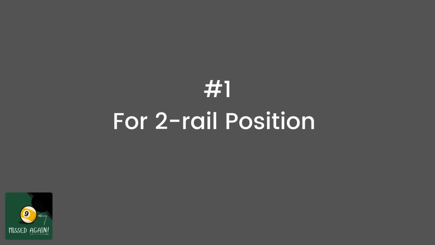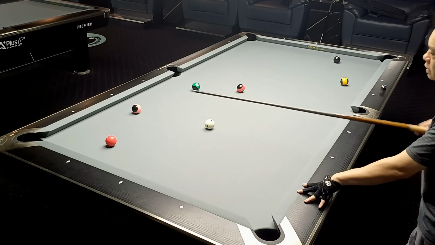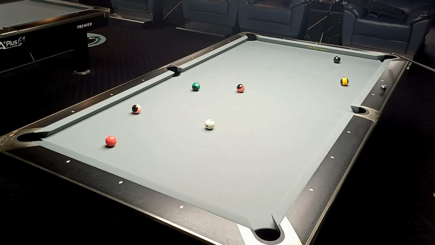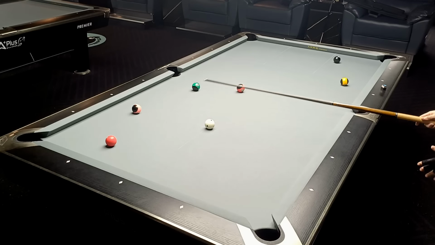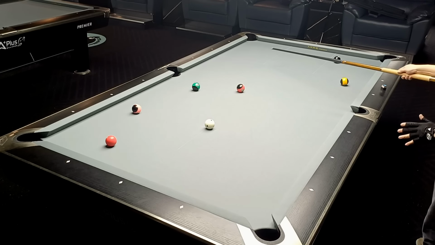The first scenario is using low side spin for 2-rail position. This is fundamental position play when you can't get position with a direct path or from one rail. In this 8-ball scenario, I have to pocket the red 3 ball and then find a way to get down table to pot the 8 ball.